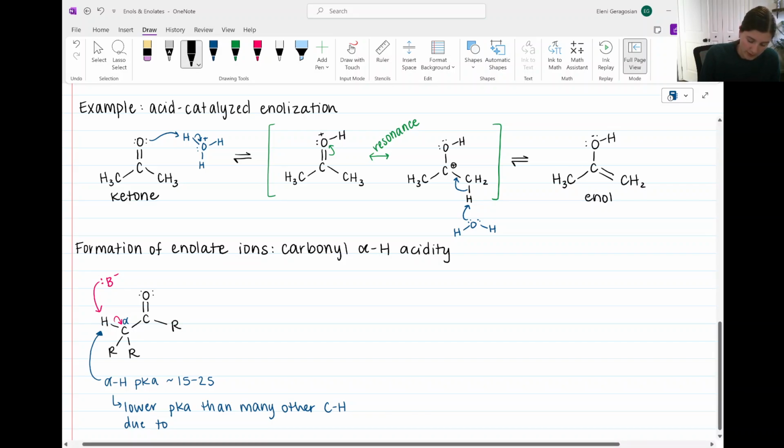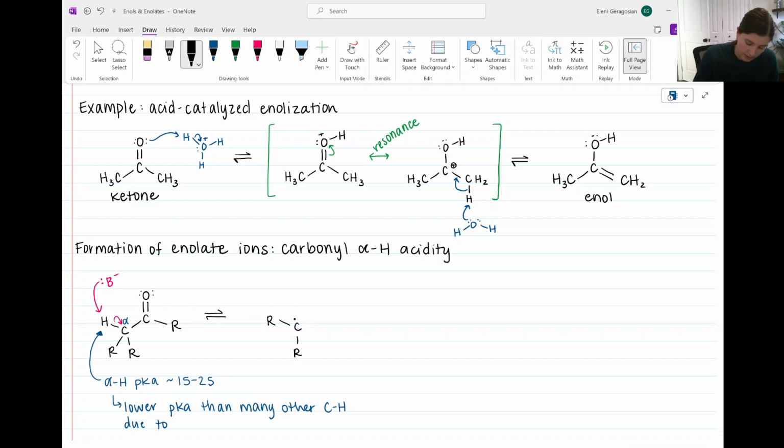Okay, so if we have a strong enough base that can remove that alpha hydrogen, then the resulting structure looks like this. We have a lone pair on a carbon. This carbon is now negatively charged. Carbon is still bonded to carbonyl carbon. Well, with that negative charge on that carbon, we can show resonance here where that negative charge forms a double bond between the two carbons, and oxygen is negatively charged instead. And we know oxygen's more stable with a negative charge than a carbon is.